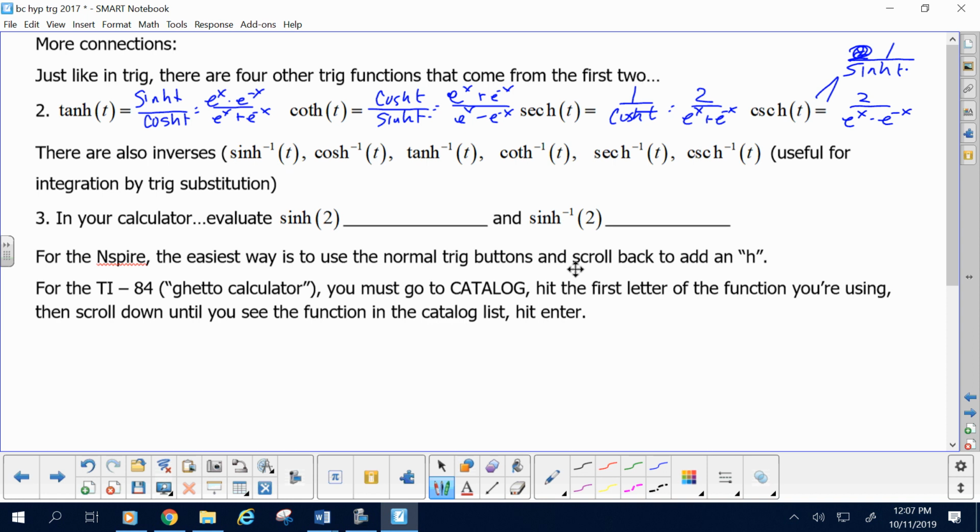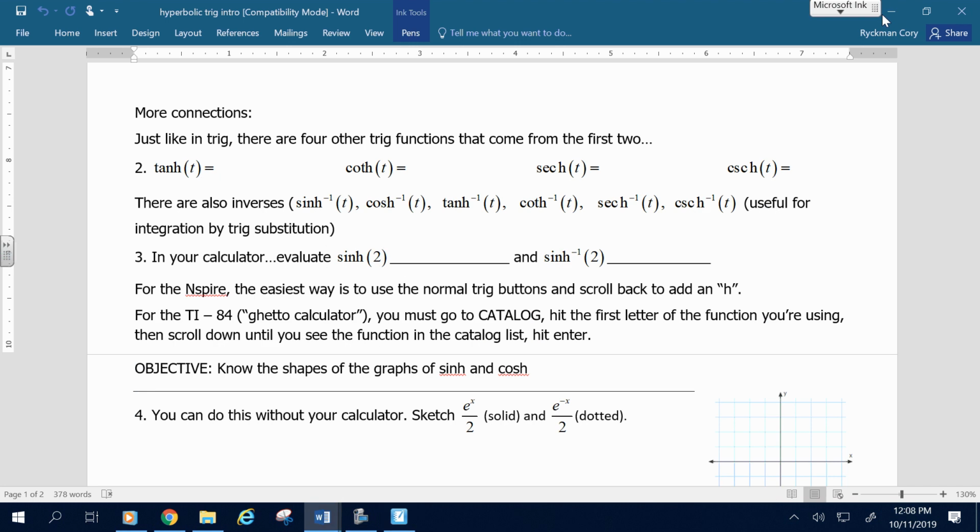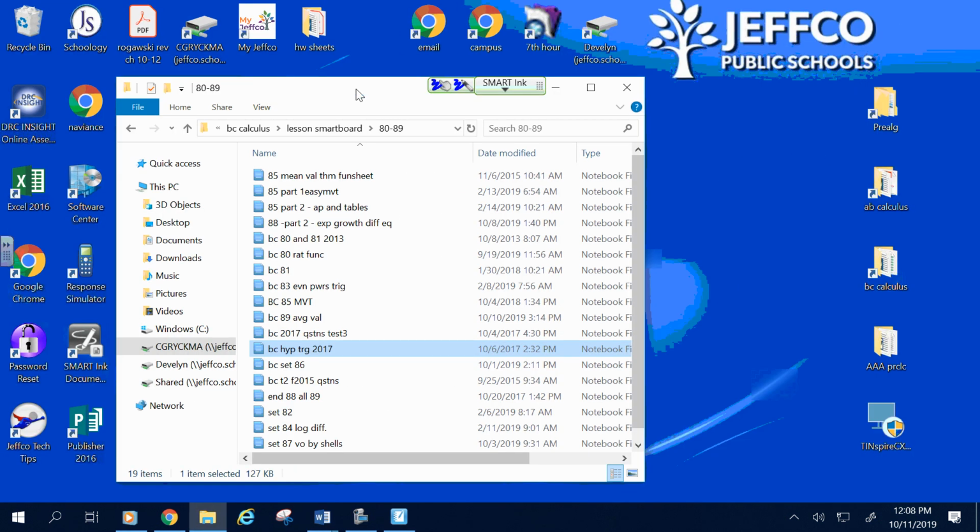I know where to find them. Does anybody have an 84? You all have the same. All right. The easiest way to go is just to get the normal trig function and then scroll back and put an h in. So I will show you what I mean.